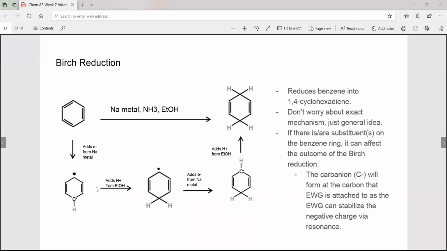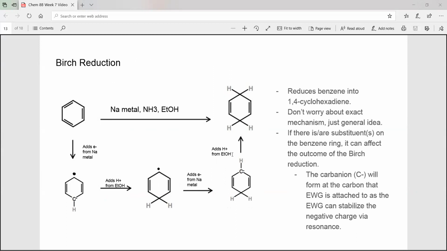This is the Birch reduction. So it reduces the benzene into 1,4-cyclohexadiene. Don't worry about the exact mechanism for this one, just know the general idea. It adds the electron, then it adds the hydrogen, then it adds the electron, then it adds the hydrogen.